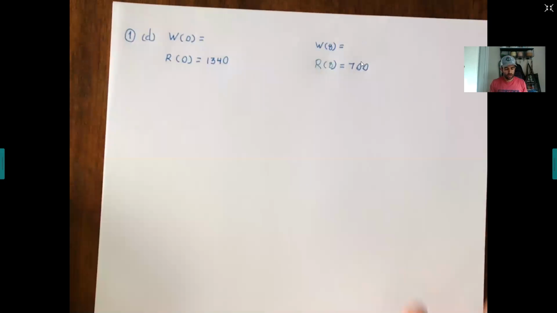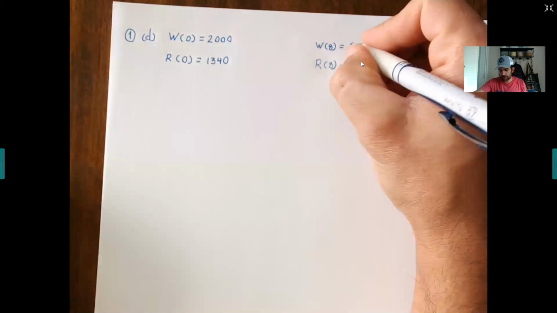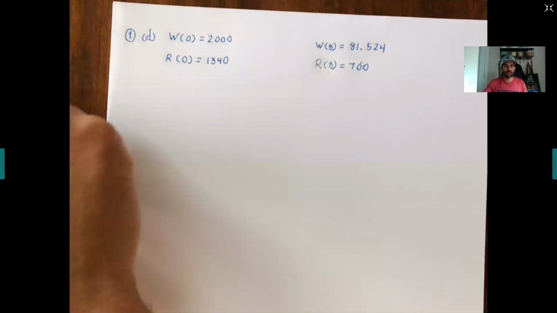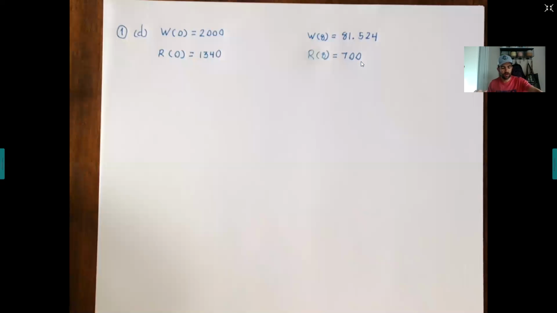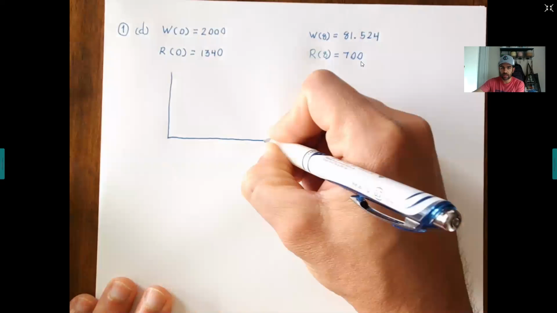Okay, so now, if you plug this into your calculator, W of 0 is 2000 and W of 8 is 81.524 or something like that. So here's what I'm getting at, right? Say that you didn't know that. It's asking you where the rate is the same. Now, on the key that I sent you, I drew a picture, but remember, a picture is not acceptable as an explanation for the AP exam, okay?